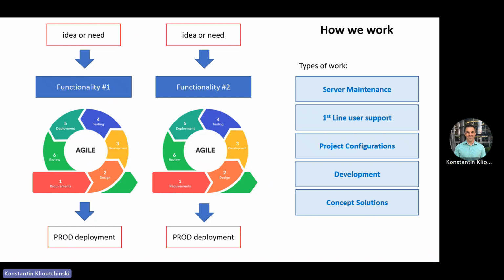We also have blue items on the right. This is what you need anyway in any system. You need server maintenance. You probably have Polarion on-premise, or you can also go to the cloud as a SaaS, or you can use Polarion X.